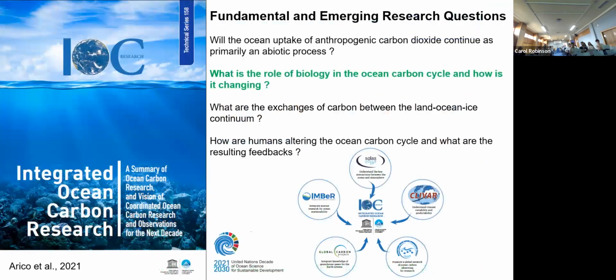A second mechanism is this integrative network with lead partners SOLAS, the Surface Ocean Lower Atmosphere Study, IMBeR, the Integrated Marine Biosphere Research Project, CLIVAR, the Climate and Ocean Variability, Predictability and Change Project, the Global Carbon Project, and IOCCP, the International Ocean Carbon Coordination Project, under the auspices of the Intergovernmental Oceanographic Commission of UNESCO. So a huge international network.